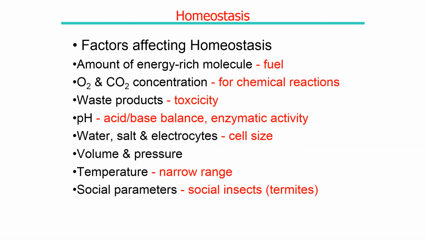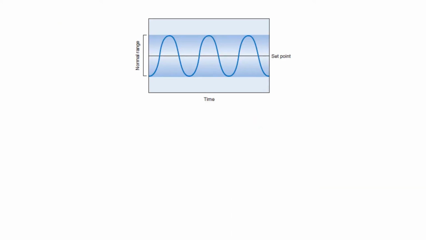Environmental factors affect homeostasis. For example, these factors are the amount of energy-rich molecules like fuel, that is nutrients, oxygen and carbon dioxide concentrations for chemical reactions, waste products in the form of toxicity, pH, water, salt, electrolytes, volume and pressure of fluids and gases, temperature, which should be in a narrow range, and social parameters like other animals and cells, which affect homeostasis.